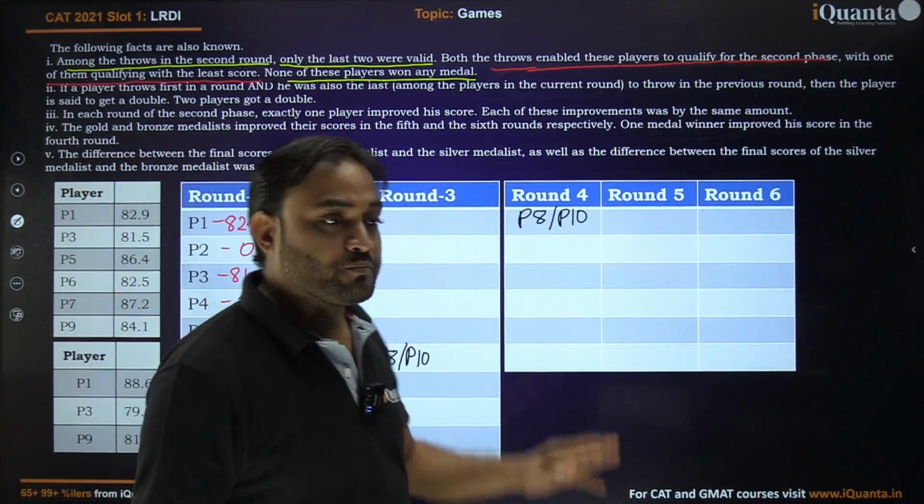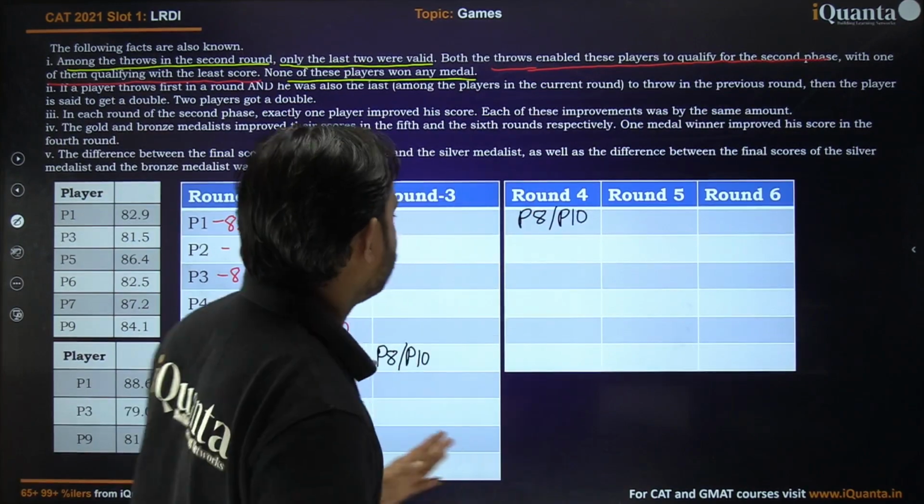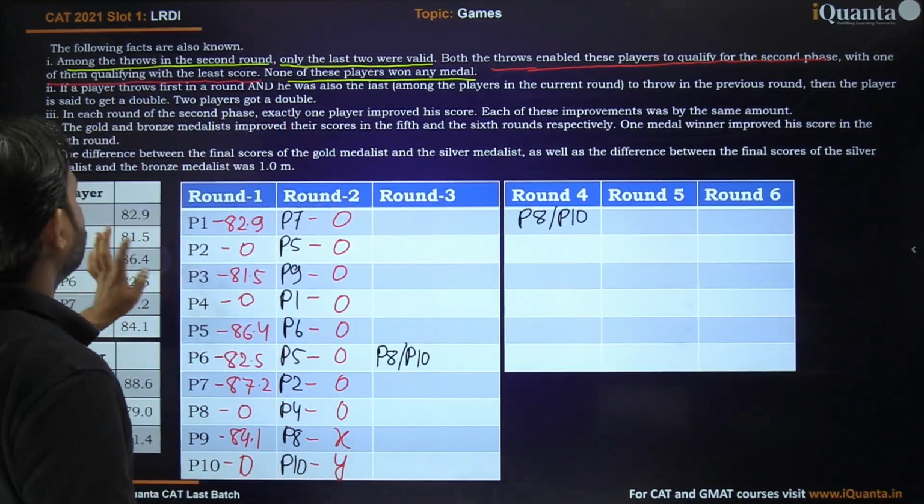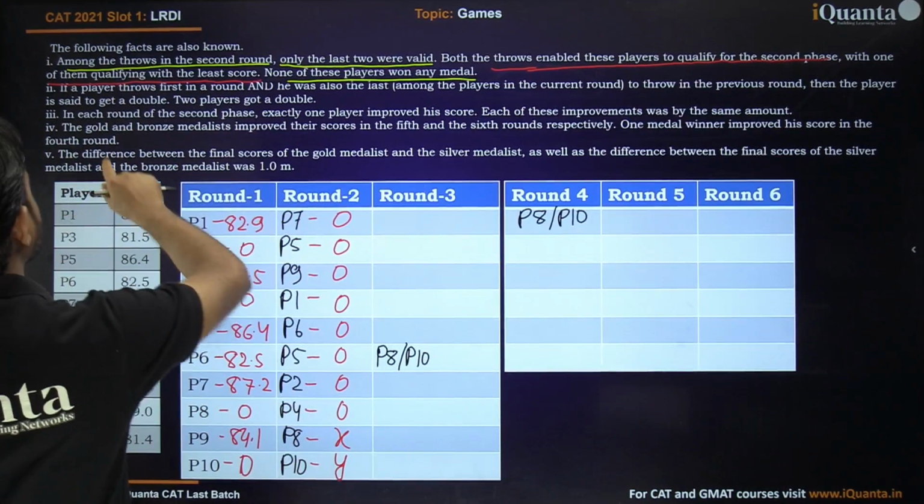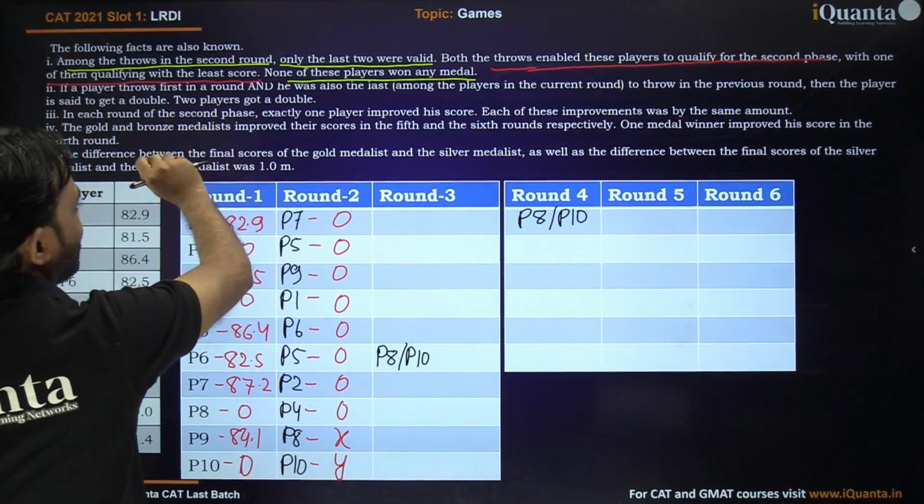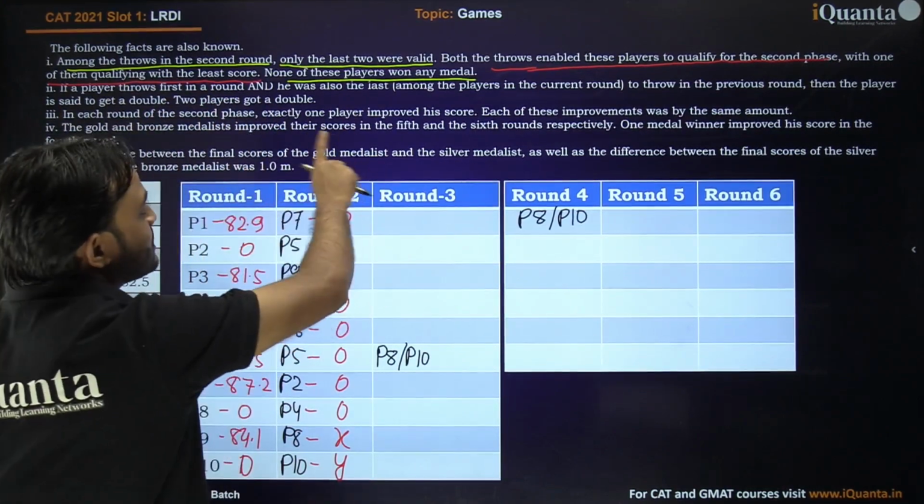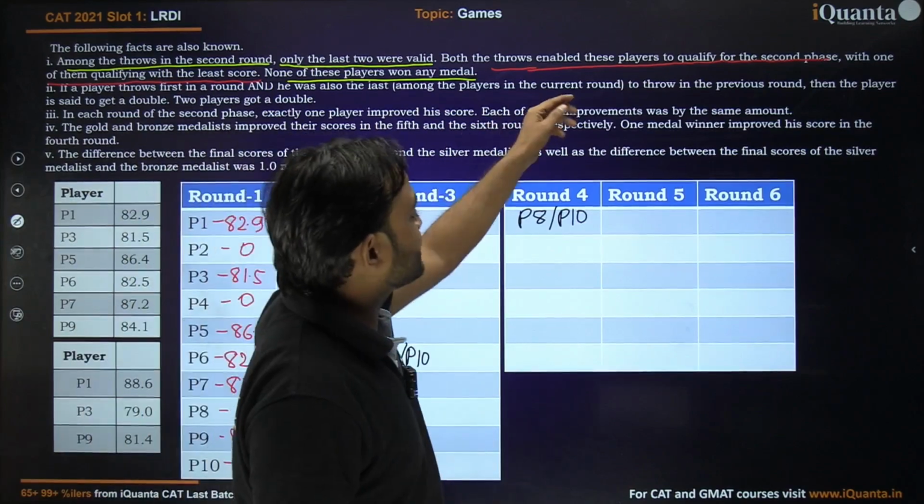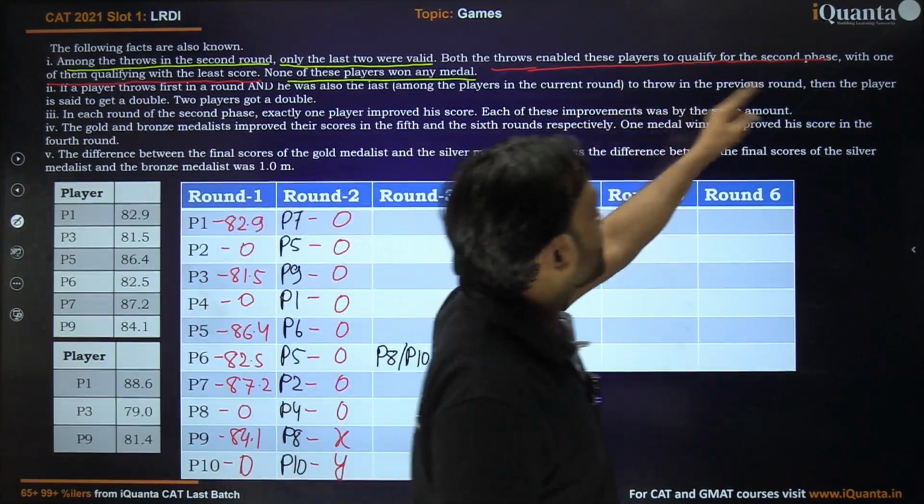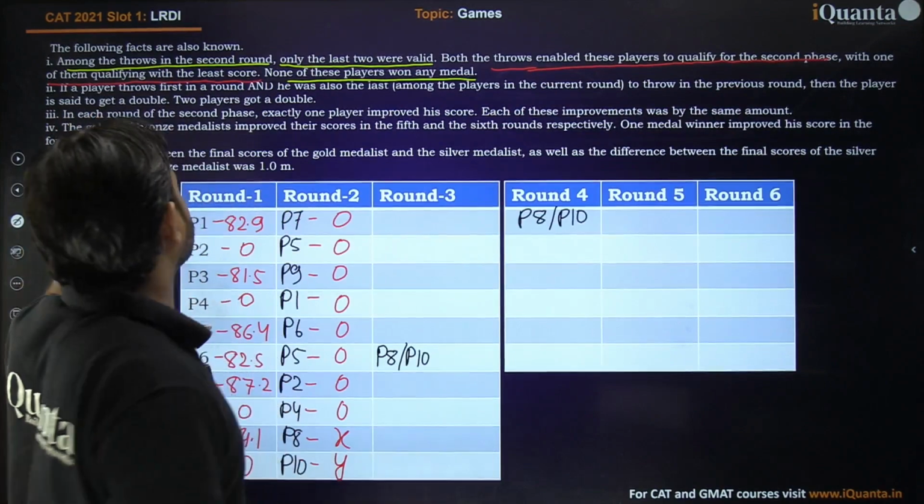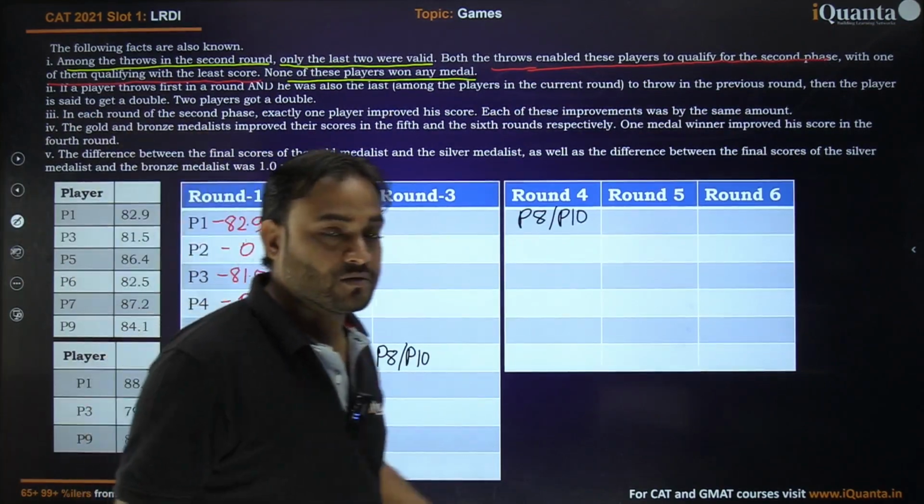So P8 or P10 did not win any medal. Now let's see the rest. It says if a player throws first in a round and he was also the last among the players in the current round to throw the previous round, then the player is said to get a double. 2 players got a double.